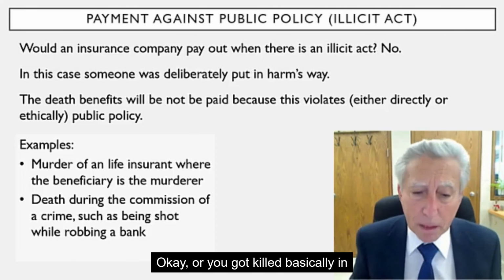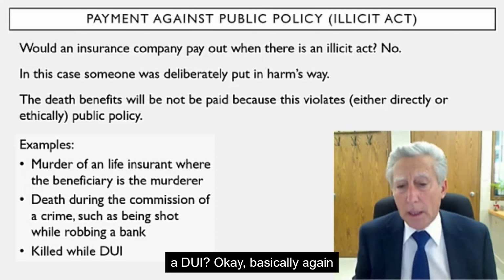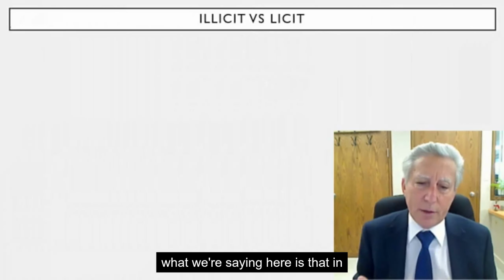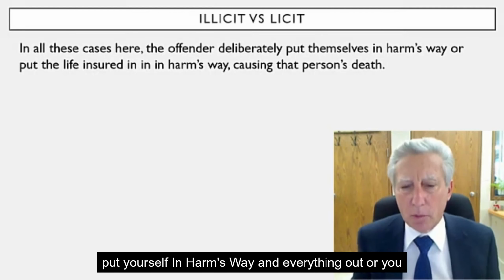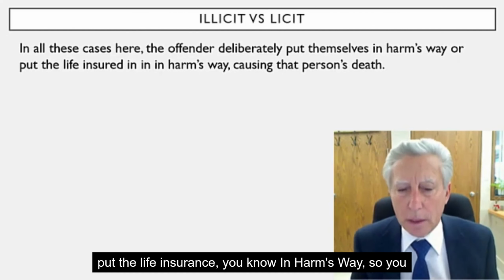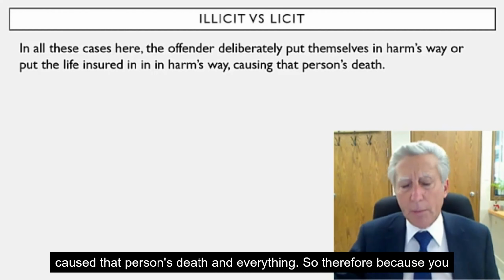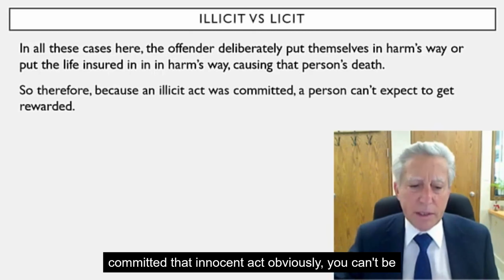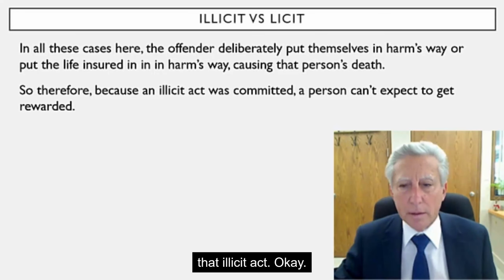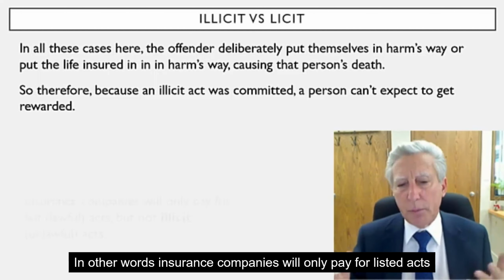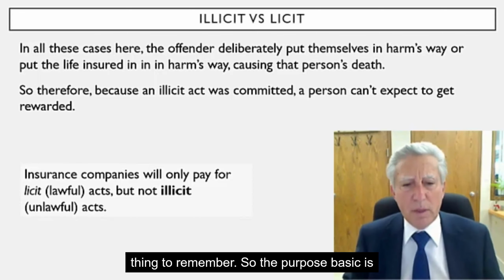Or you got killed in a DUI, okay? Again, what we're saying here is that in all these cases, you knew what you were doing. You deliberately put yourself in harm's way, or you put the life insured in harm's way, so you caused that person's death. So because you committed that illicit act, obviously you can't be expected to get rewarded for committing that illicit act, okay? In other words, insurance companies will only pay for legal acts, but not illicit acts, okay? So that's an important thing to remember.